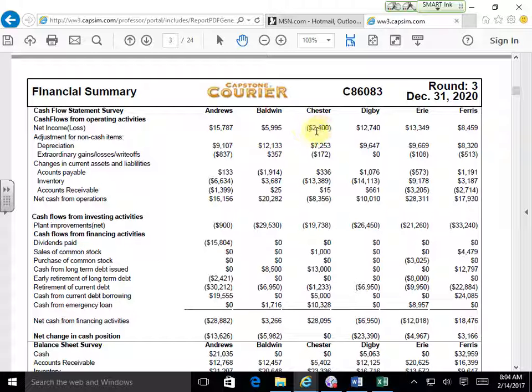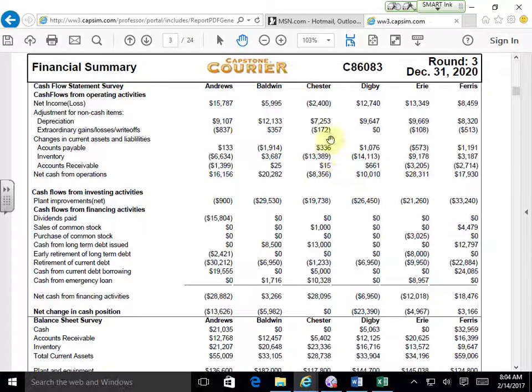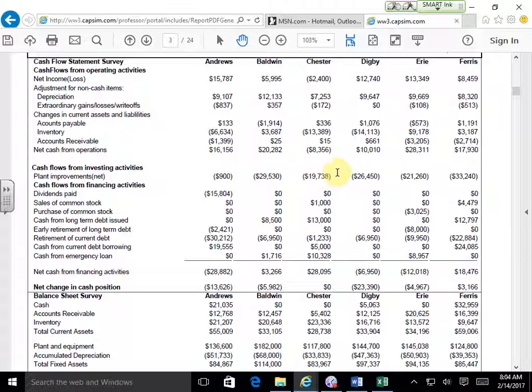So lost money, right? Had extraordinary gains or losses, so it had a small extraordinary loss. The biggest one was its buildup of inventory, is what we call it there. So an increase in inventory means a decrease in cash. Okay, net we don't worry about. That's just the total of those up there. Plant improvements was even bigger than inventory, so they did spend a lot of money on plant improvements. Huge, right? And retirement of current debt.